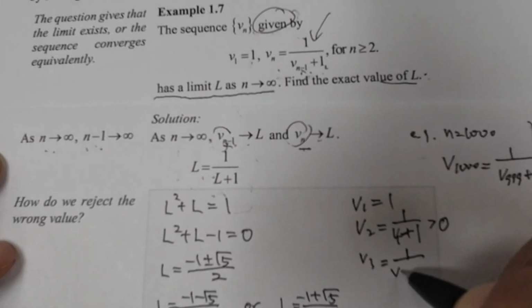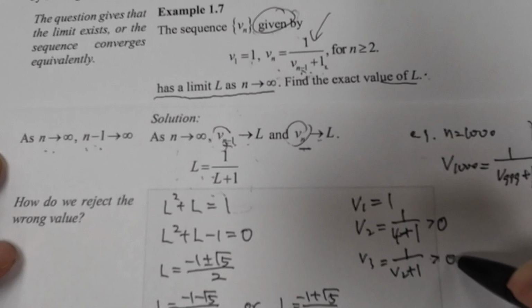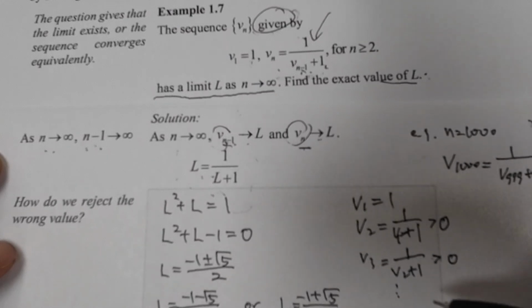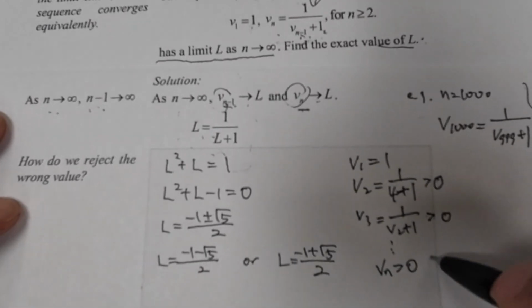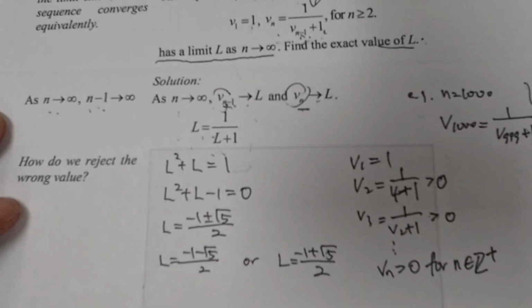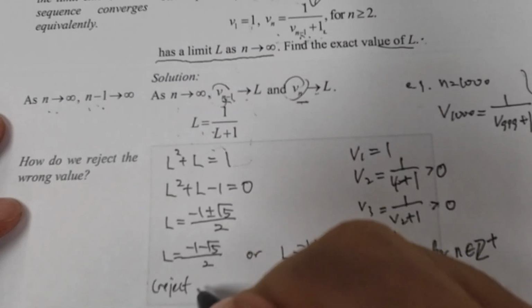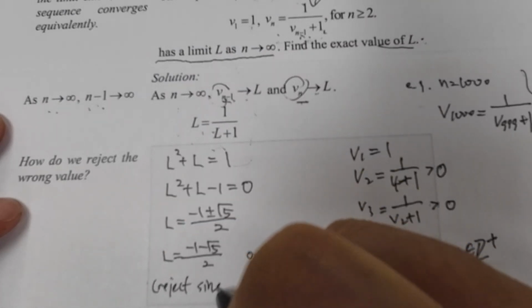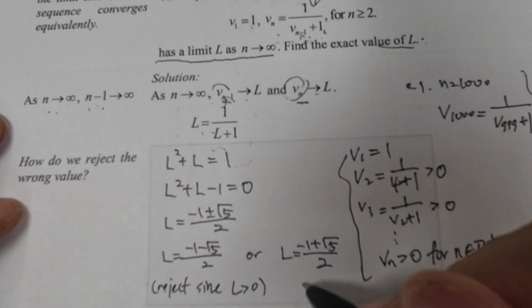v3, which is 1 over v2 plus 1, also has a numerator and denominator that are both positive. If you continue, you realize that for all the terms in this sequence, V_n will be positive. So if that is the case, there's no chance for the limit to be a negative value. So we will reject the negative answer, since we must have a positive limit based on this analysis. So this is our answer.